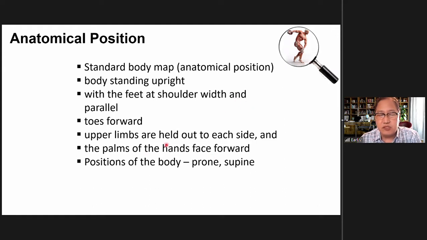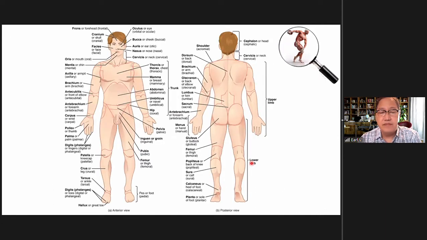The upper limbs, may position siya. The palms of the hands are positioned. So this is the standard body map. Alright? This standard body map or anatomical position, the body is standing upright, with the feet at the shoulder width. So nakabuka siya ng konti. And parallel, the toes forward, hindi naka right side, hindi naka angulated.